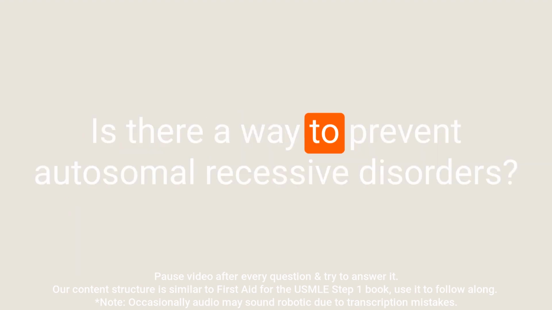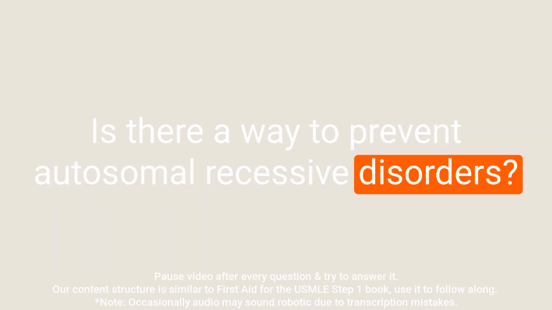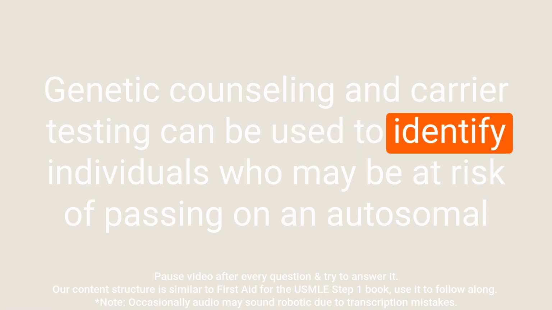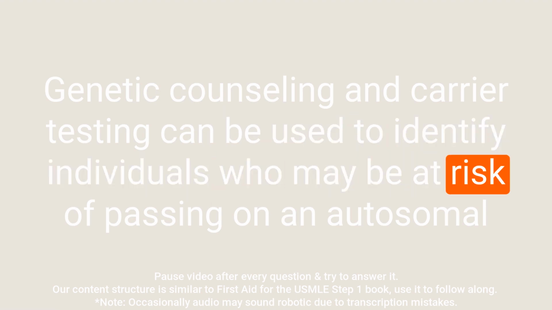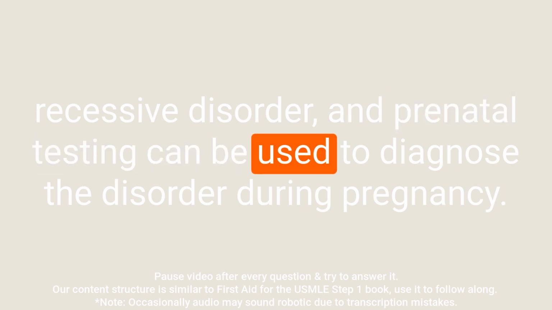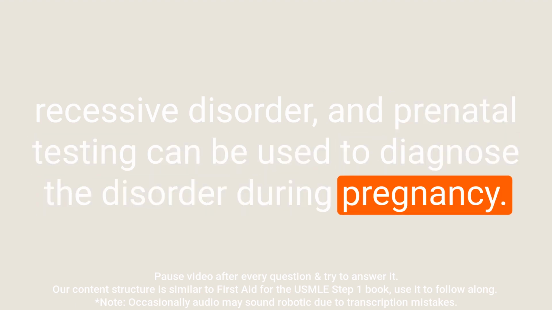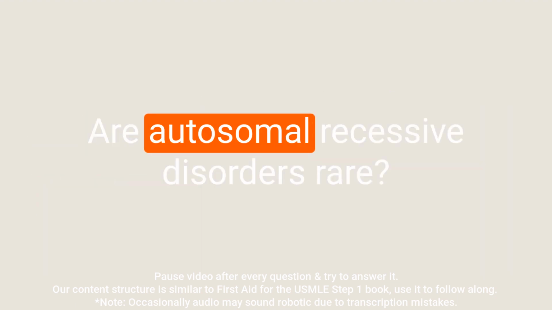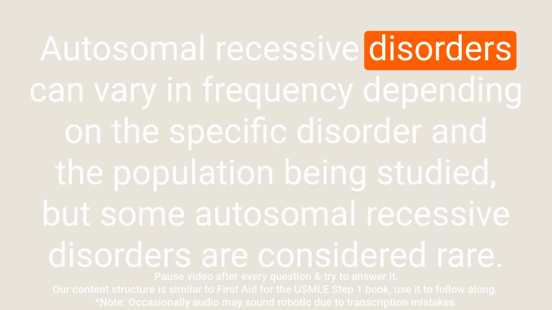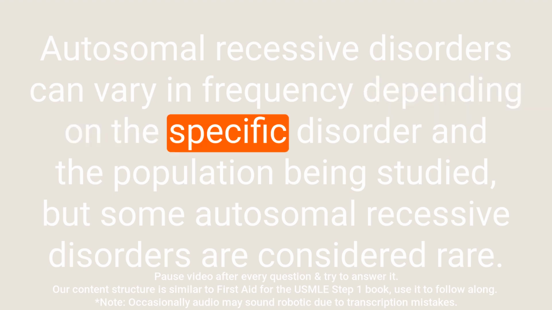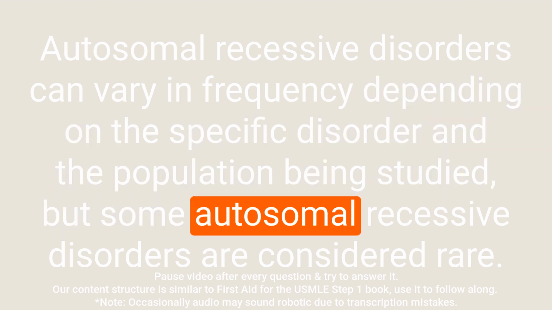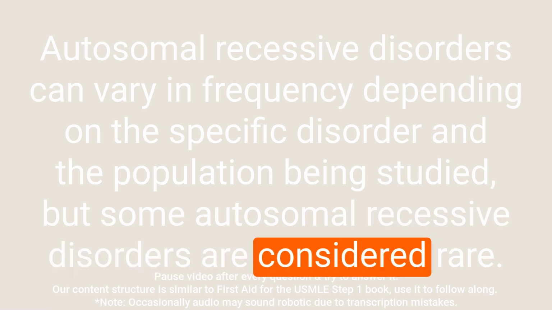Question: Is there a way to prevent autosomal recessive disorders? Answer: Genetic counseling and carrier testing can be used to identify individuals who may be at risk of passing on an autosomal recessive disorder, and prenatal testing can be used to diagnose the disorder during pregnancy. Question: Are autosomal recessive disorders rare? Answer: Autosomal recessive disorders can vary in frequency depending on the specific disorder and the population being studied, but some autosomal recessive disorders are considered rare.